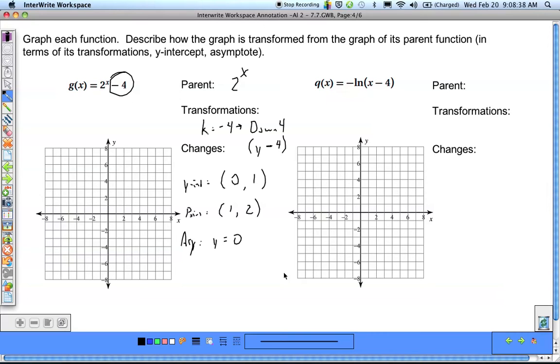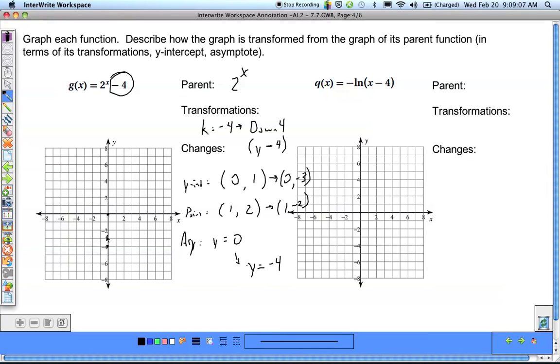Now we just need to apply these transformations. We need to take each one of these points and move it down 4. So this is going to become the point 0, negative 3. This will become the point 1, negative 2. And our asymptote, now, a horizontal line, can we move it down 4? Think about this. We start at the point 0, 0, which could get moved down to the point 0, negative 4. So a horizontal line going through negative 4 on the y-axis is going to become the equation y equals negative 4.